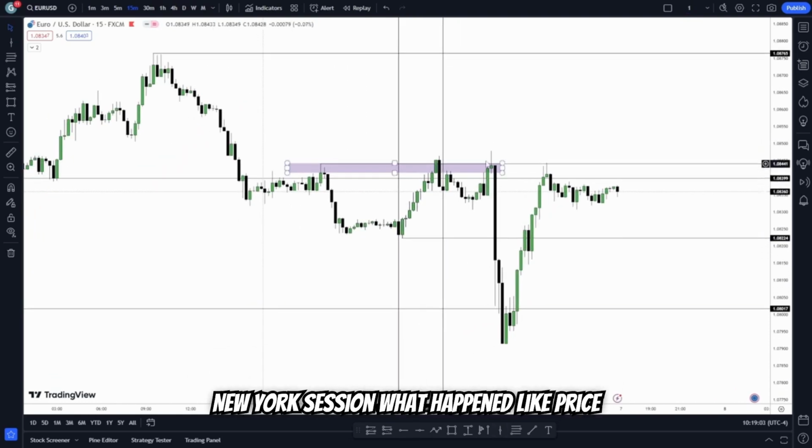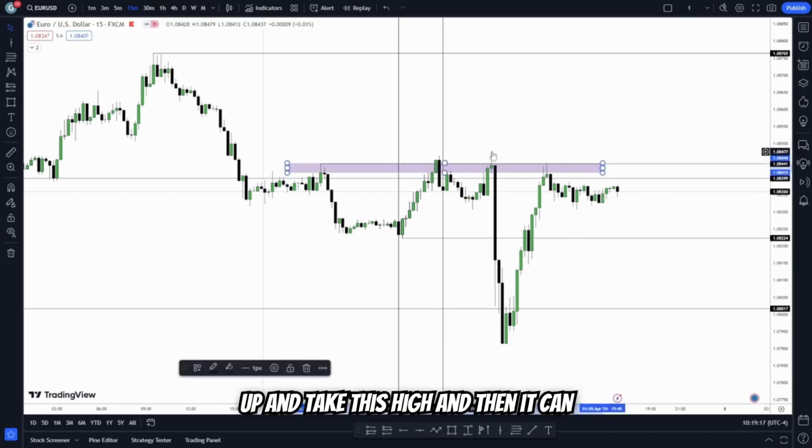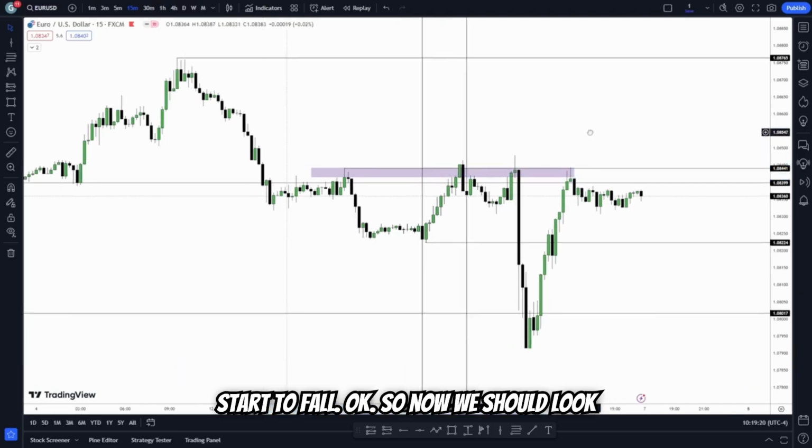So in New York session, what happened? Price went up, took this high of London session, and then it started to fall down. Okay, and then it came back up one more time to retest this level. But as we all know, price can go up and take this high, and then it can start to fall. Okay, so now we should look for false breakout.